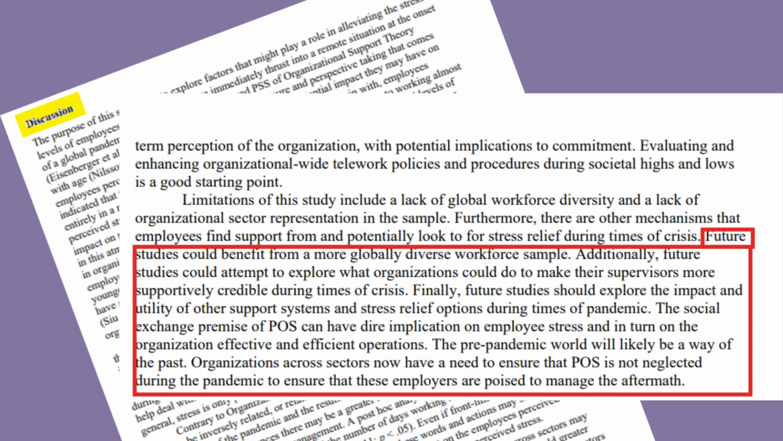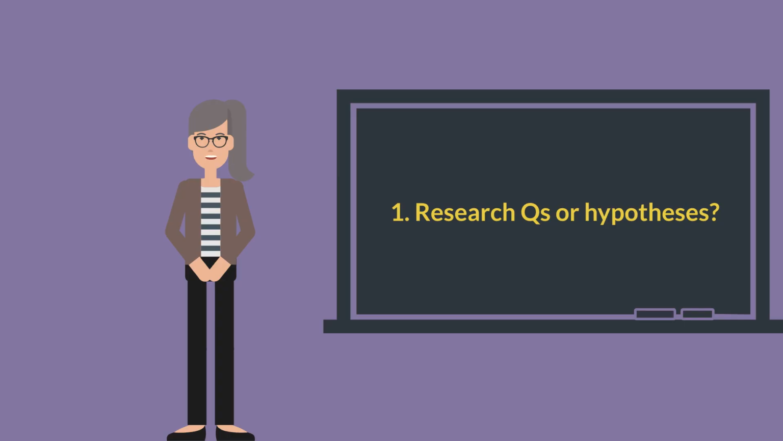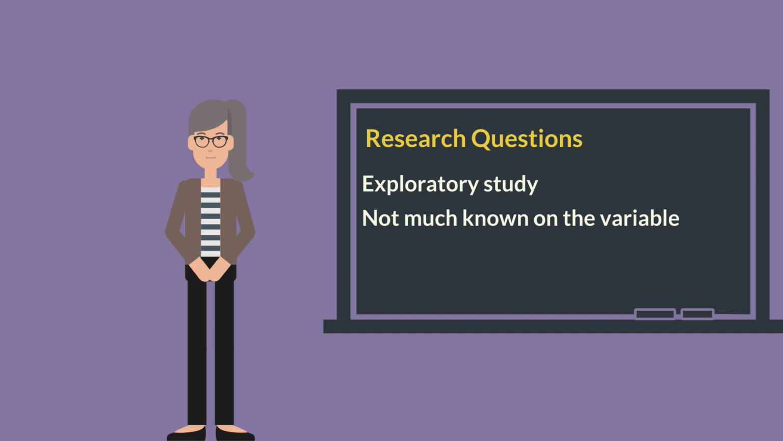Of course, there is a lot more to break down in an academic research article, and this is covered in another video. As you read and ingest information from academic journals, you will start to develop your research questions or hypotheses. You will need to consider developing research questions if your study is more exploratory in nature. When there is not a lot known on your topic or variable, the phrasing of a question is more appropriate.